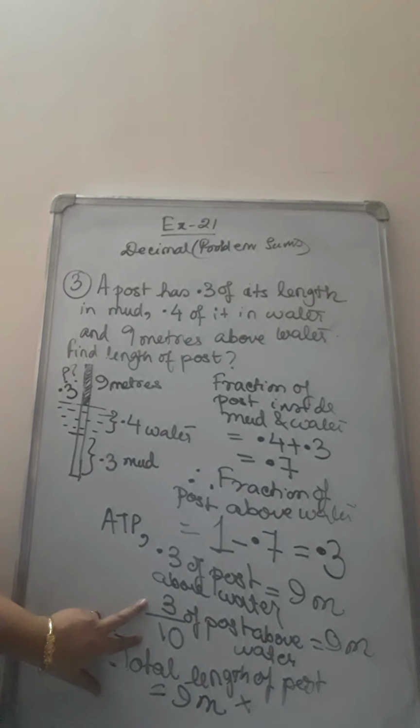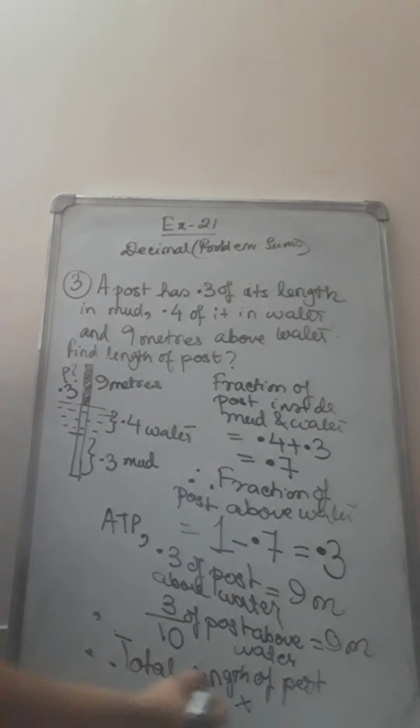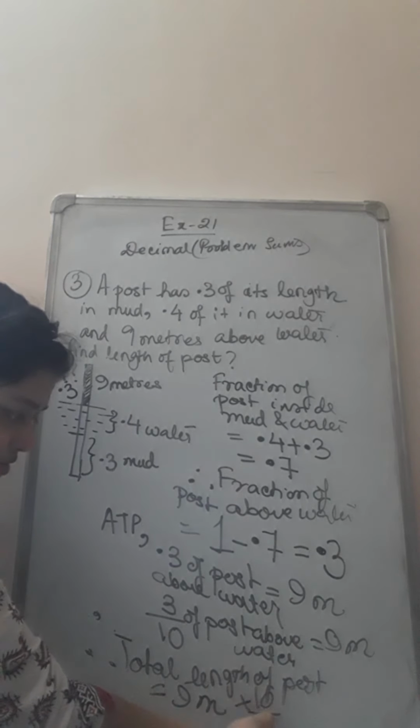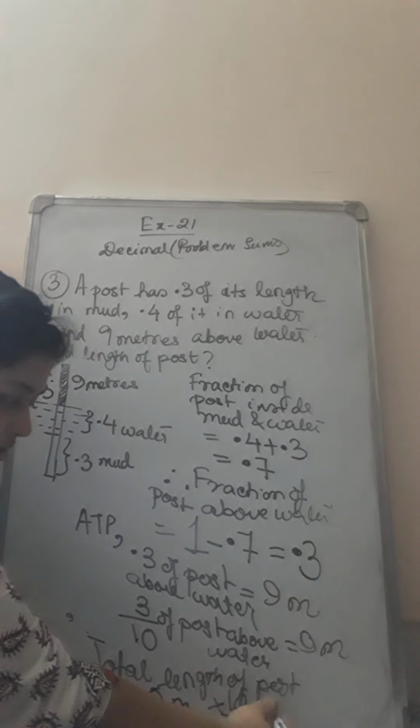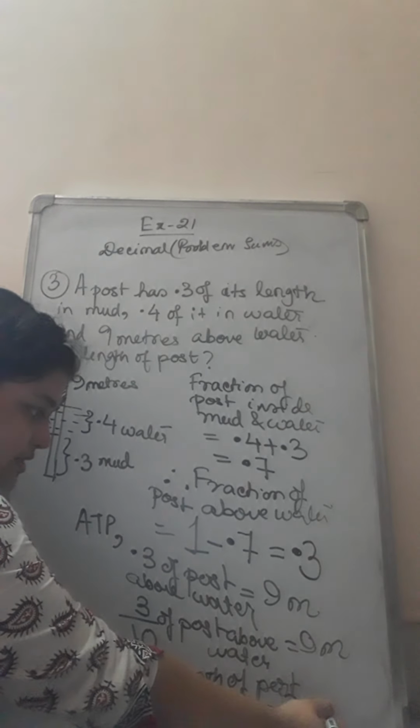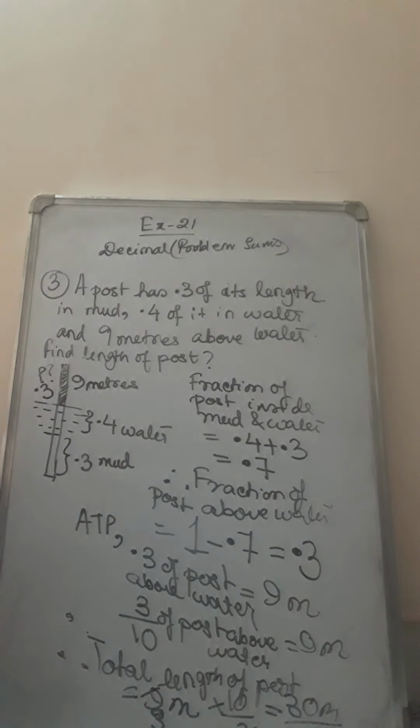So instead of 3 by 10, we are going to take the greater fraction by reciprocaling it, so that the numerator becomes more than the denominator. So we are multiplying with a greater than 1 fraction. 3 and 9 get cancelled. 3 3s are 9. 3 meters into 10. That means 30 meters is the actual length of the post.